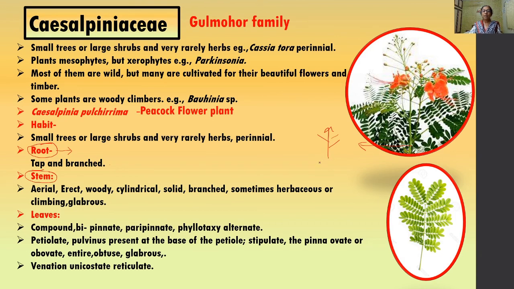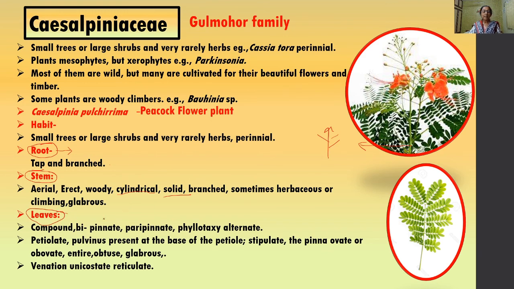In case of the small trees, it is woody in nature, while in the shrub condition it may consist of herbaceous stems. The stem is cylindrical in its outline, then it is solid in nature, it is having lateral branches. Sometimes it may show the herbaceous nature, as I have just explained, and in case of climbers, it is mostly herbaceous in nature. Then the next vegetative part is the leaf.